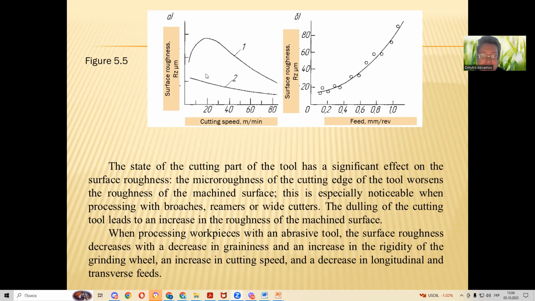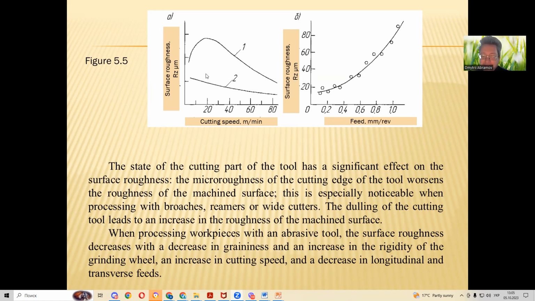The state of the cutting edge of the tool has a significant effect on the surface roughness. The micro roughness of the cutting edge of the tool worsens the roughness of the machined surface. This is especially noticeable when processing with broaches, reamers, or wide cutters. The dulling of the cutting tool leads to an increase in the roughness of the machined surface.